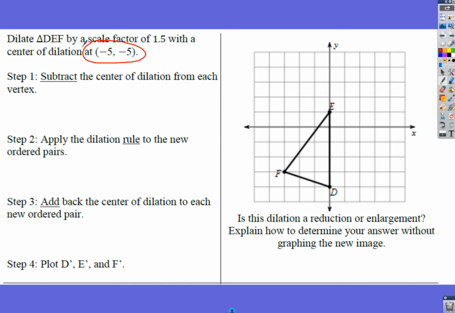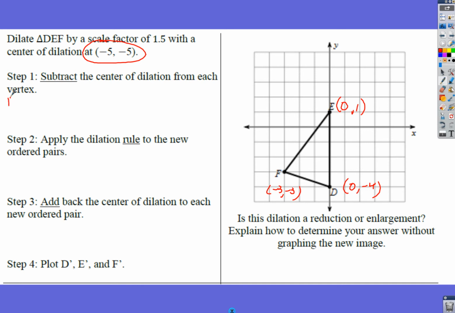Right now, this is the decimal too. E is at 0, 1. D is at 0, -4. F is at -3, -3. So what does the first step say to do? Subtract what? Subtract the center from each of the points.